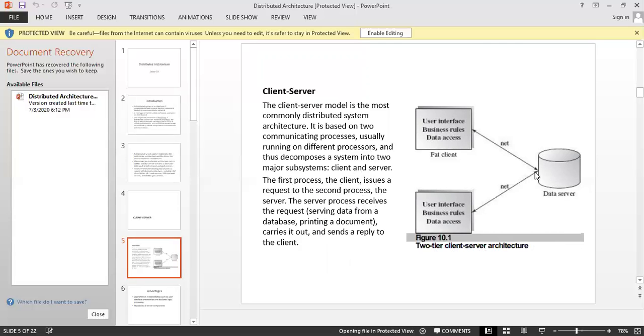So here is the diagram. This is the data server, and this is the client. The client makes a request to the server, and the server replies to the client.